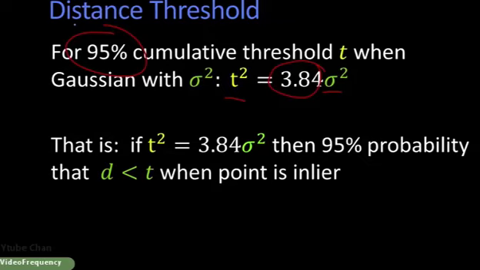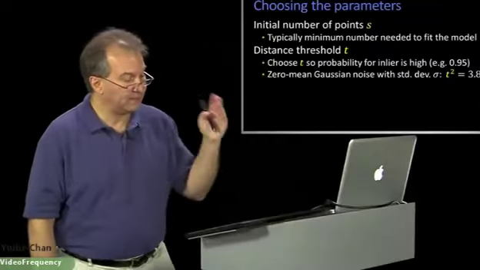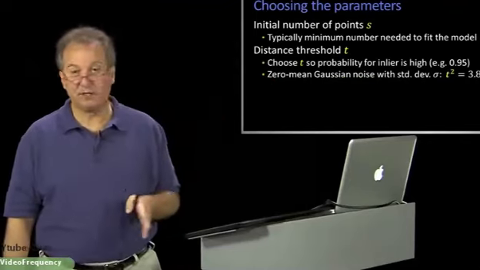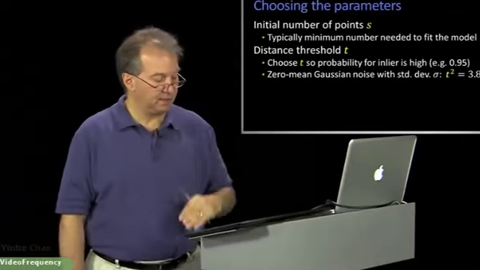And then you're going to accept the point if the distance d is less than that threshold. You'll count that point as an inlier. Okay? Cool. All right, so let's see. We've got our number of points. We have our distance threshold t. It says what we did here before.